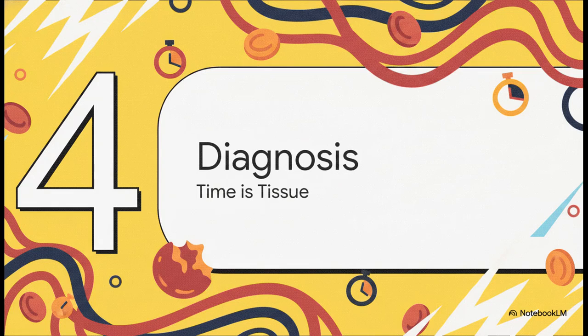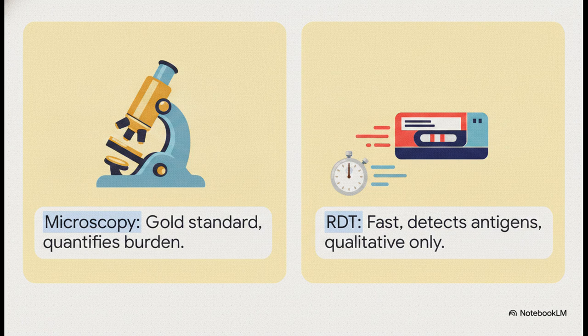Up next, Section 4, Diagnostic Priorities. Look, in severe malaria, time is tissue. Delaying antimalarial treatment is an explicitly recognized leading cause of preventable mortality. Now, you have two main diagnostic pathways. Light microscopy of a blood smear with a Giemsa stain remains the absolute gold standard because it not only confirms the species, but it actually quantifies that lethal parasite burden. And as that burden goes up, so does mortality.